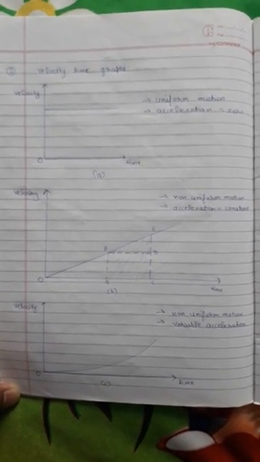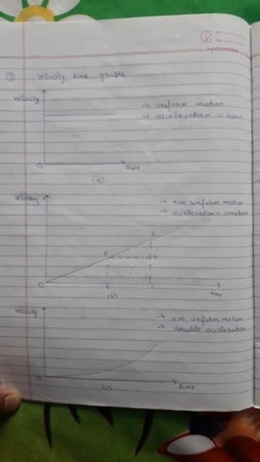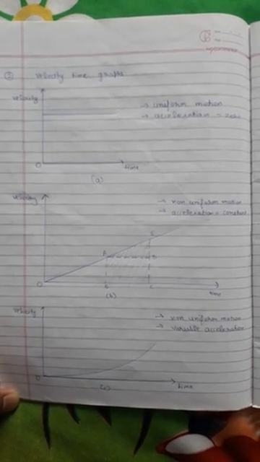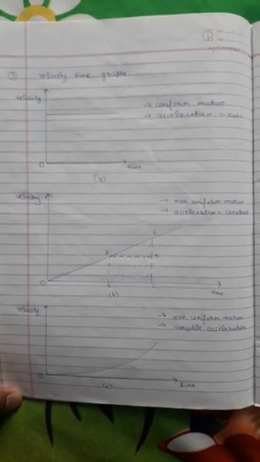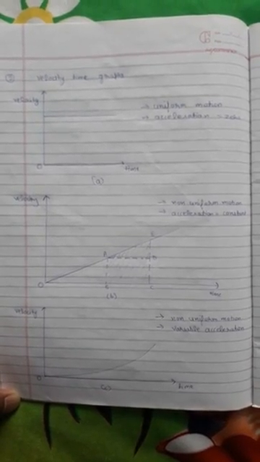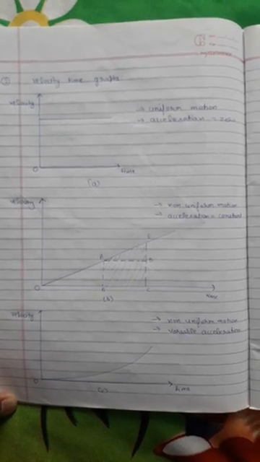The last graph is between velocity and time. Here the graph is not a straight line but a curve. This is also for non-uniform motion, but for variable acceleration, where acceleration is not constant; it is changing with time.